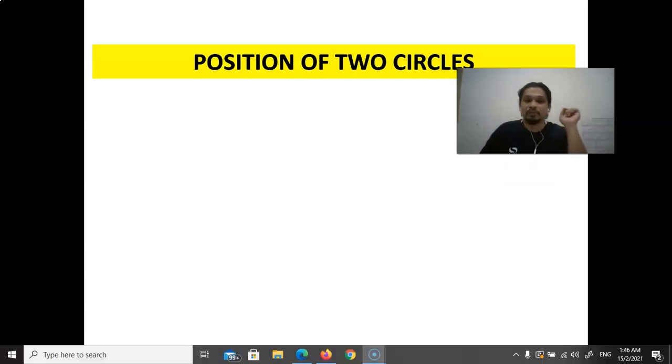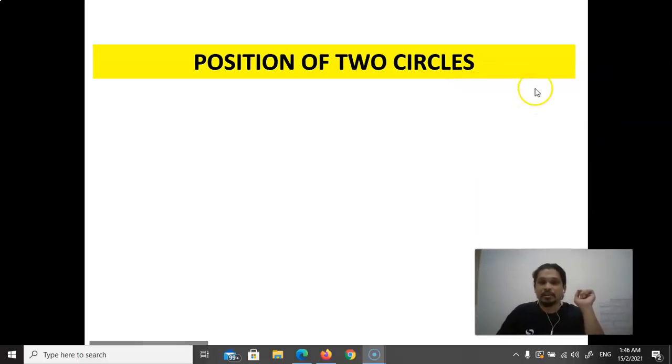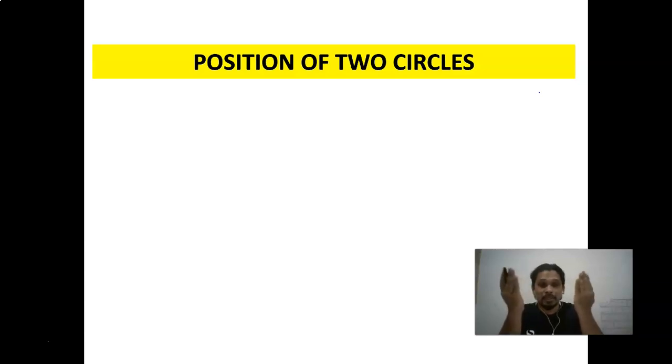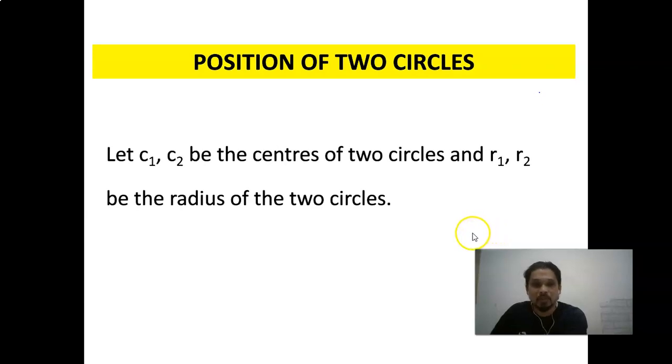So, position of two circles. In this explanation, you see when two circles might intersect each other, or one of the circles is smaller than the other, so the smaller might be inside and touch one point of the circle from inside, or touch the circle from outside. Now let us look into the numerical expression one by one.